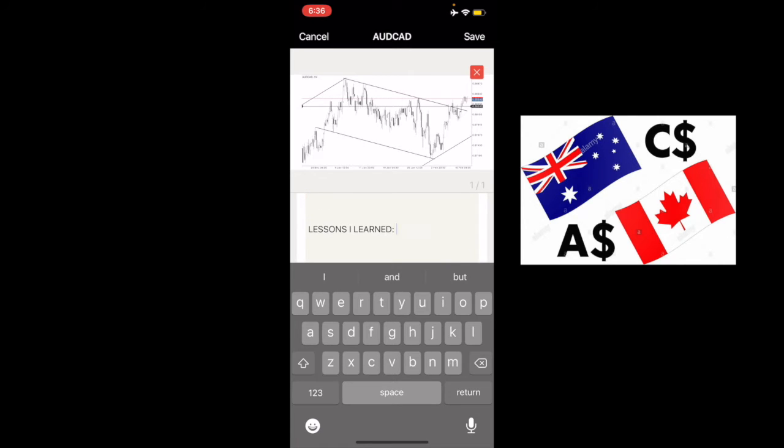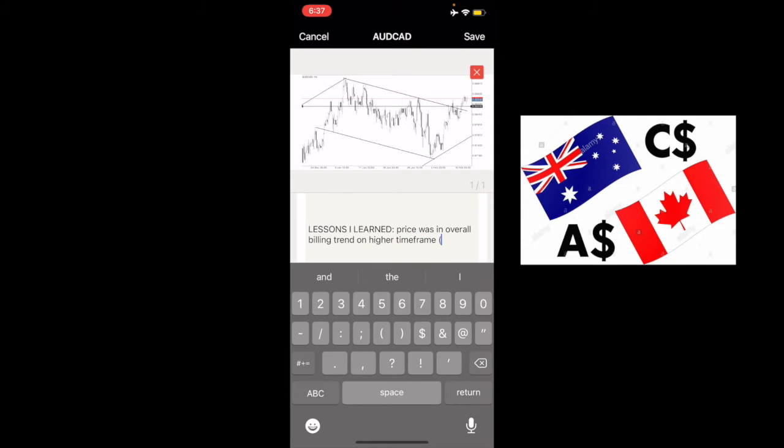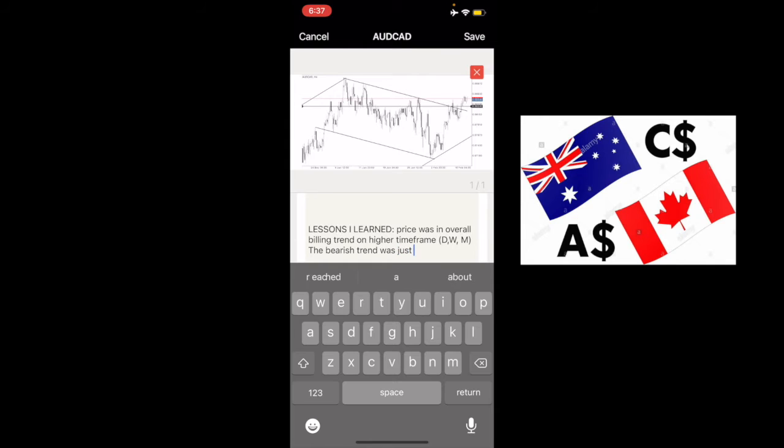Then lessons learned. Price was in overall bullish trend on higher time frame, brackets, daily, weekly, monthly. Yeah, on higher time frames. The bearish trend was just a retracement. Yeah, that was the lesson that I learned from this.